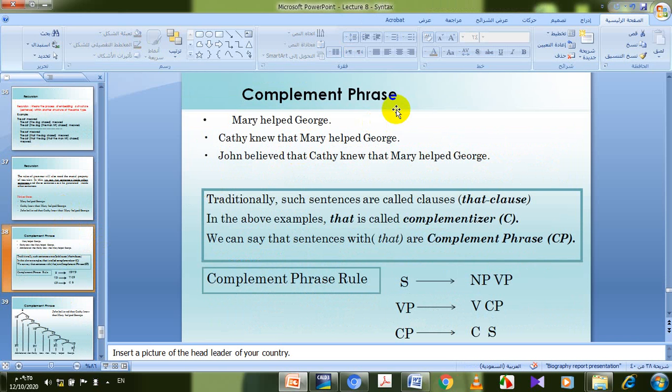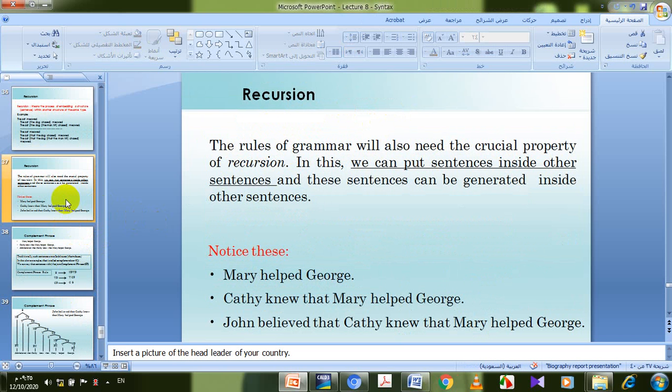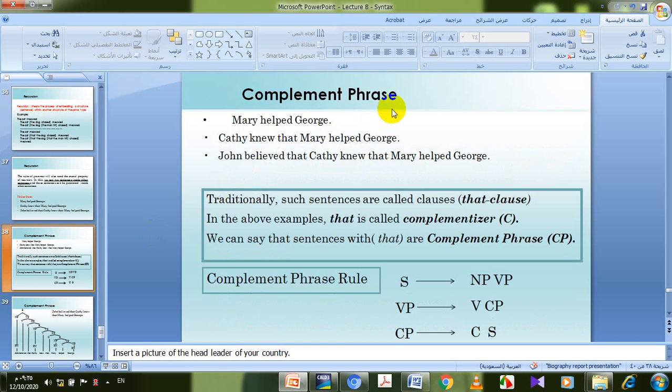Okay. Complement phrase. We are done with recursion. Complement phrase. Mary helped George. Kathy knew that Mary helped George. John believed that Kathy knew that Mary helped George. So this is complement phrase.